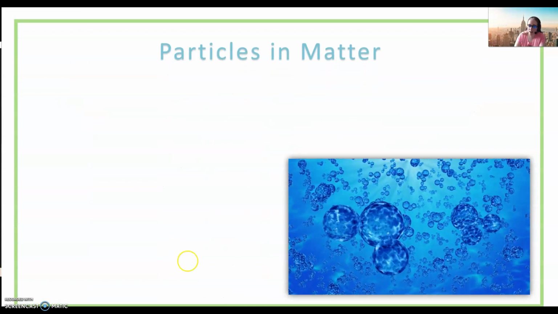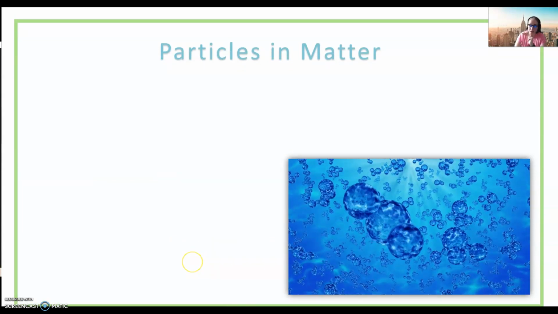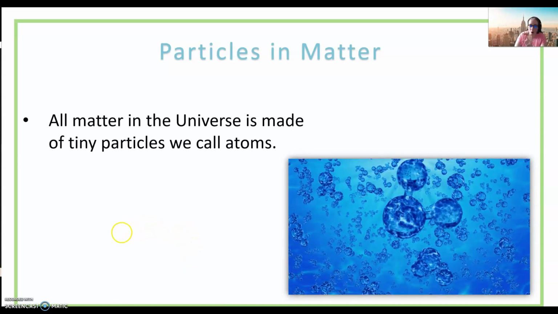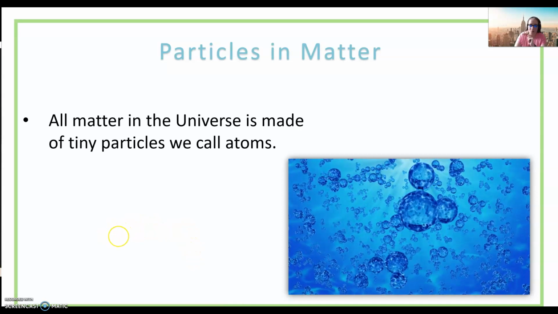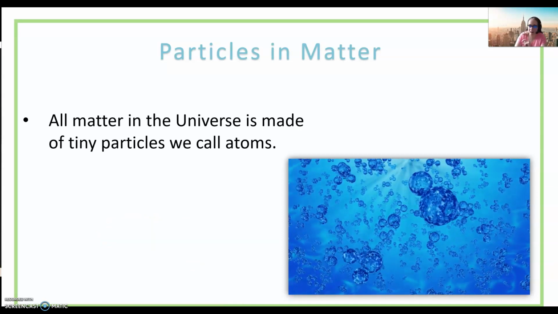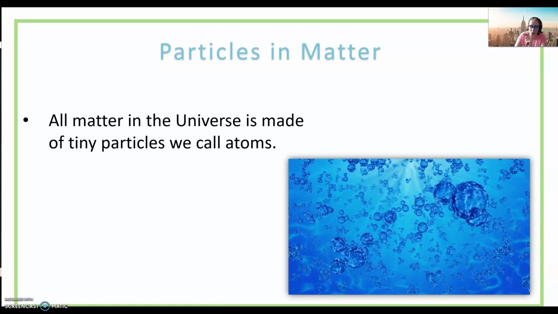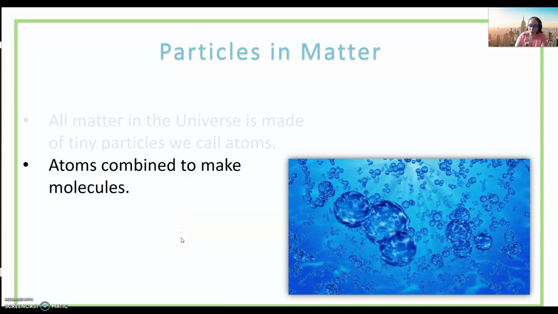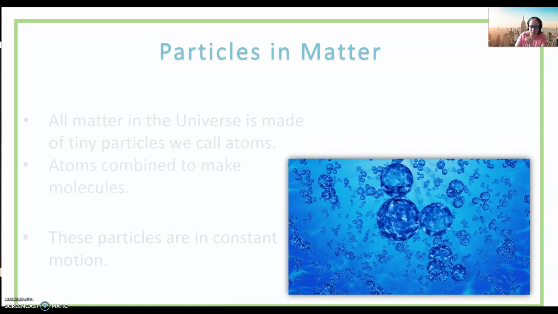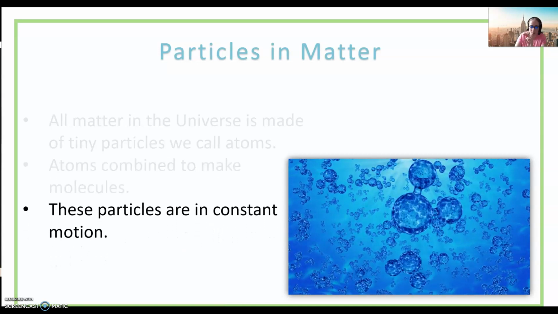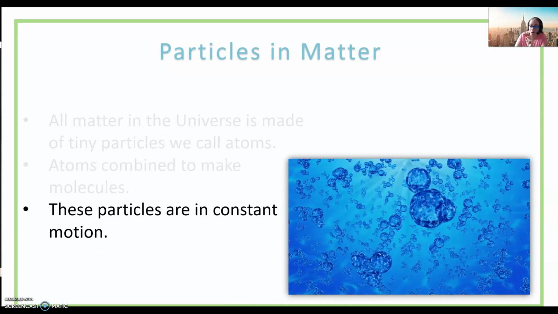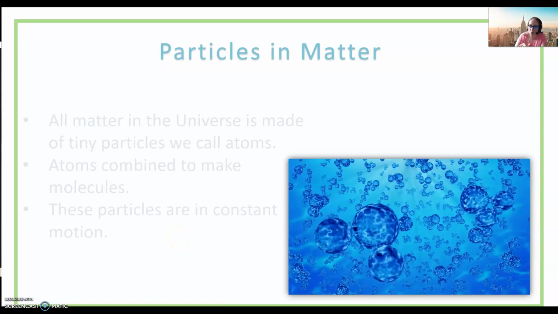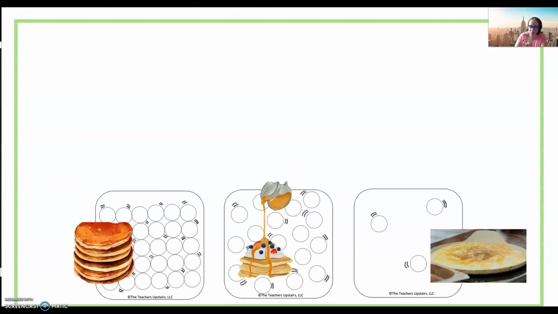Okay, so in particles of matter, right now you guys need to make sure that you have your notes from your note packet out because this is going to help us go through the notes. So all matter in the universe is made of tiny particles that we call atoms. This is the first bullet point on your notes, so make sure that you're copying your notes down as we go. Atoms combine to make molecules. So atoms come together and create what we call a molecule. These particles are in constant motion. They're constantly moving. Now remember, as we're going through these notes, if you need to pause, please feel free to.